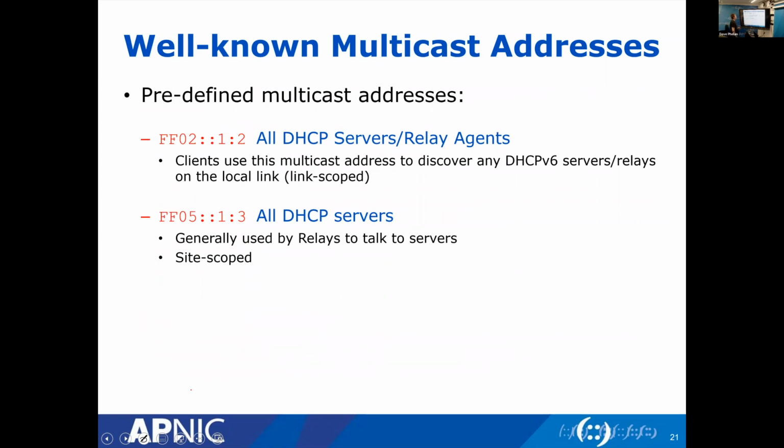A couple of extra predefined ones. So we've got an all DHCP servers or relays. So we use this multicast address to go and find any DHCP servers on our link scope. We also have an all DHCP servers address. So we generally use that for our relays to talk to our servers. So if your DHCP server isn't in your network segment, we can use that.